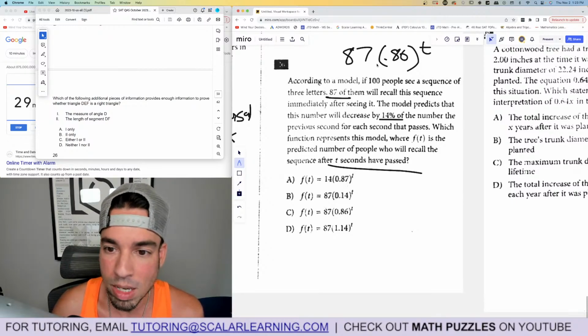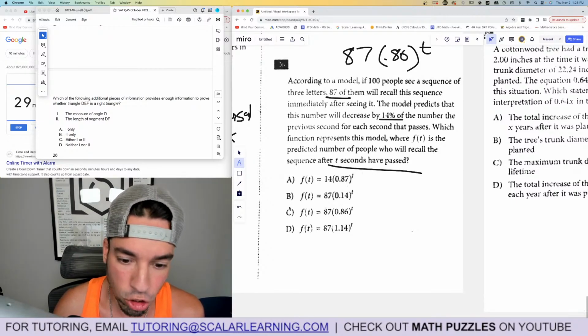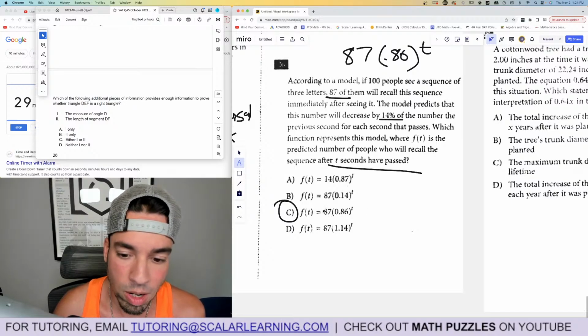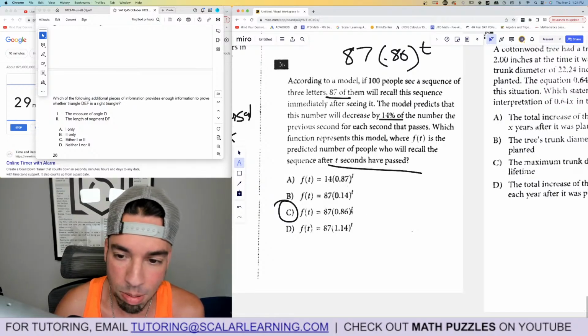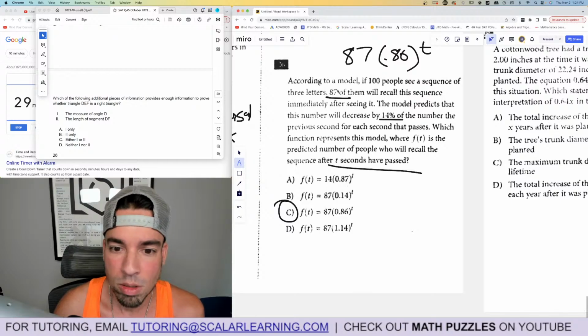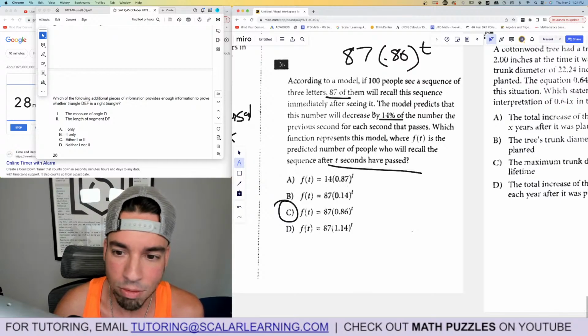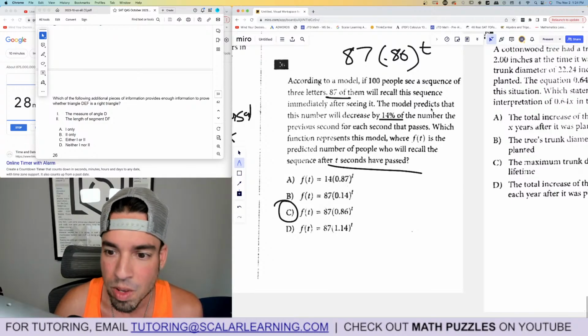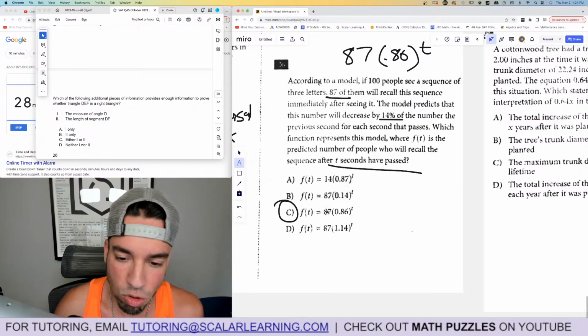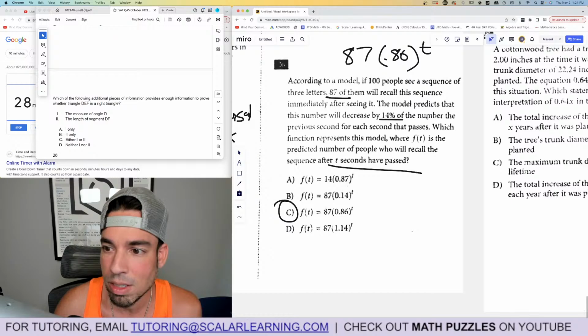So I think what we got here is basically what we're shown in option C, and I think that's correct: 87 times 0.86 to the t power. Let me just double check one more time. According to the model, 100 people see a sequence, and 87 of them will recall the sequence immediately after seeing it, aka when t is 0. So that would give us 87 correctly. These 3 have that 87 up here. But this one is an increase of 14%, and that's a decrease. So I'm pretty confident C is the winner.